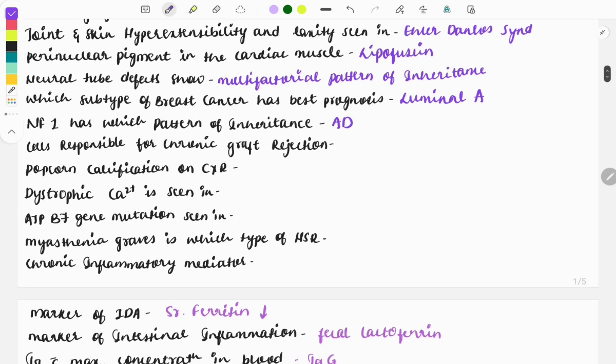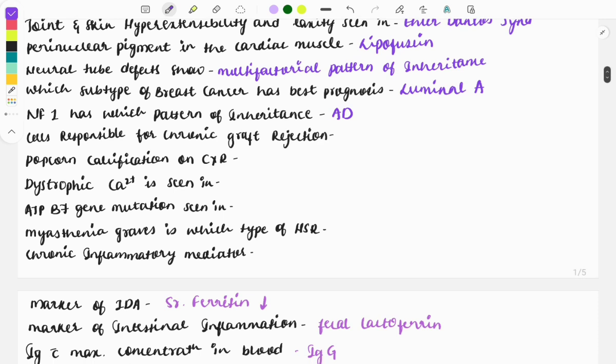So you need to know which conditions are autosomal dominant, recessive, X-linked recessive, and X-linked dominant, because one question from this pattern of inheritance is asked every year. Then the cells responsible for the chronic graft rejection, and it is the T cells. So T cells are responsible for chronic graft rejection. And if it is hyperacute, then preformed antibodies are responsible for the hyperacute.